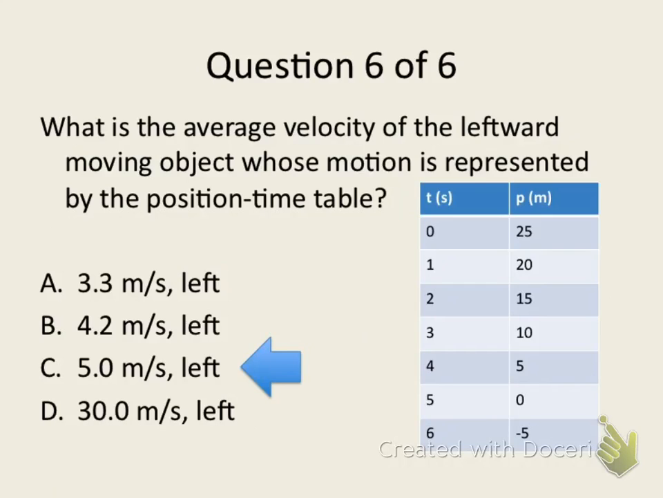Some of you might have looked at the whole thing. Don't waste your time. If you see the words average velocity, you know you're just taking the displacement. 25 to negative 5 is a displacement of 30. And your time is 6 seconds. That's going to give you 5 meters per second. All right? Any questions?